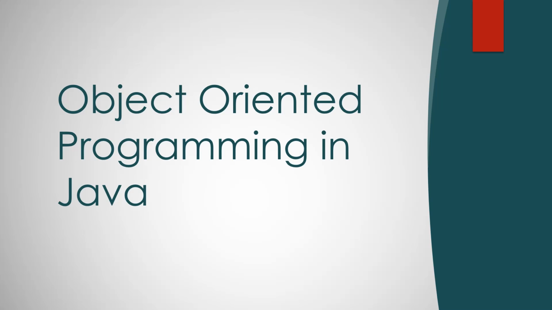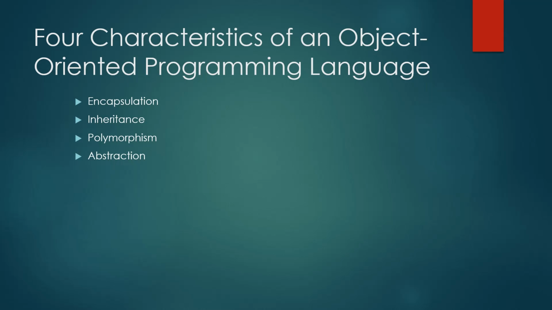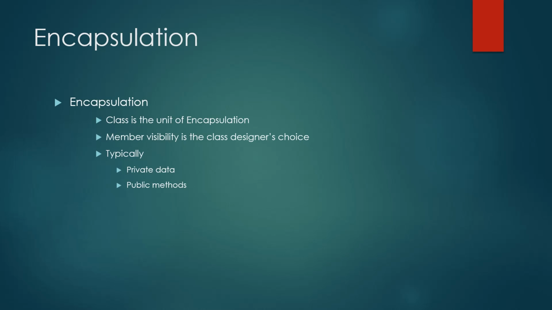This time we're going to take a look at the object-oriented programming features of the Java language. So there are 4 characteristics of object-oriented programming languages: encapsulation, inheritance, polymorphism, and abstraction. We've seen 3 of these characteristics: encapsulation, inheritance, and polymorphism. Today we're going to get into the details of Java support for abstraction. Let's review the characteristics that we've seen before.